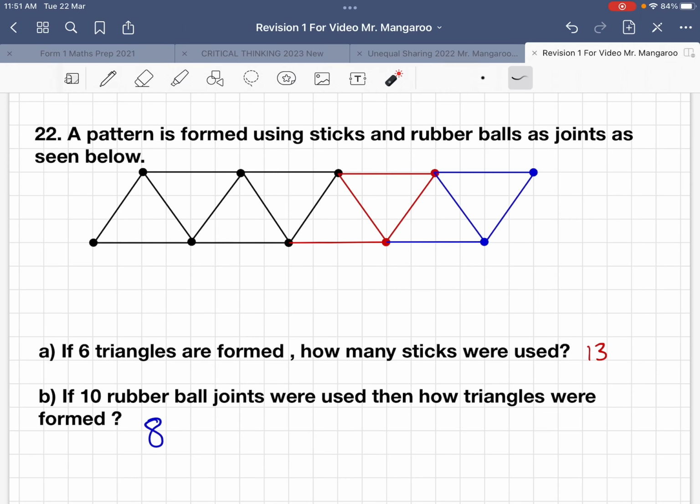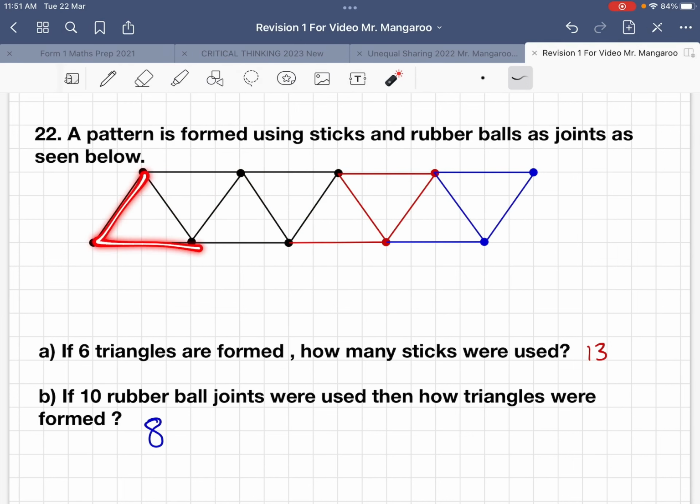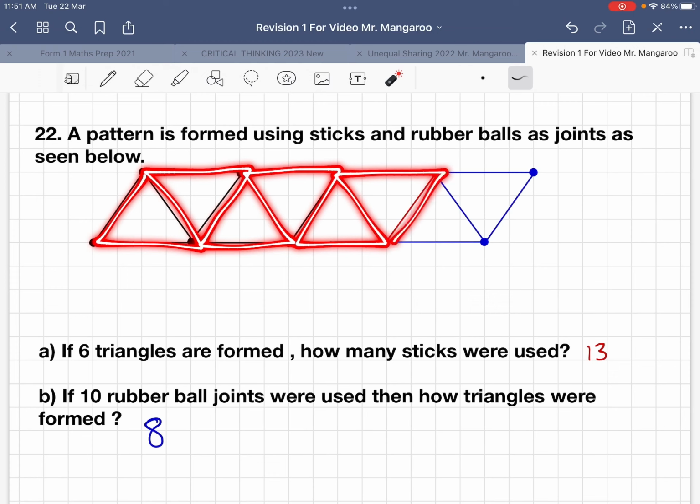If 6 triangles are formed, so we were given 1, 2, 3, 4. So we draw the next 2, 5, 6. How many sticks, so we count all the sticks, 1, 2, 3, 4, 5, 6, 7, 8, 9, 10, 11, 12, 13.